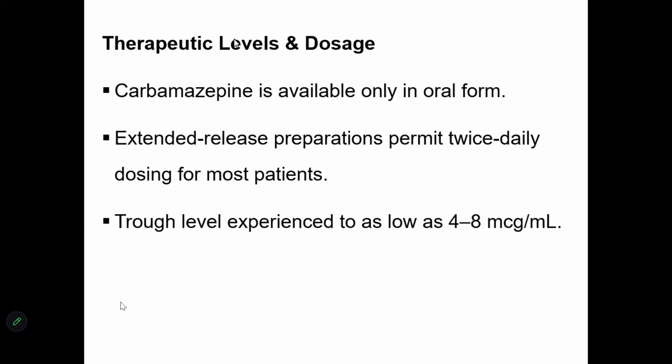Troughs are usually experienced. In other words, when given, the stimulation of the cytochrome microsomal system can be immediate, and that increases the metabolism of this drug, and that can lead to trough levels. Trough levels mean low levels, which can go as low as 4 to 8 micrograms per milliliter.